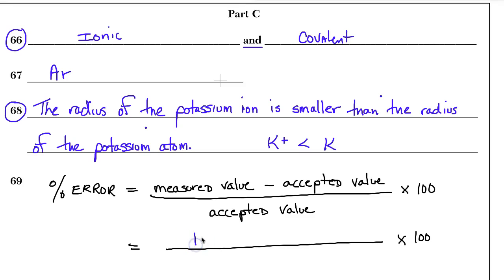So 172 milligrams minus 170 milligrams, divided by 170 milligrams. It's that simple. Okay, they just want the setup.